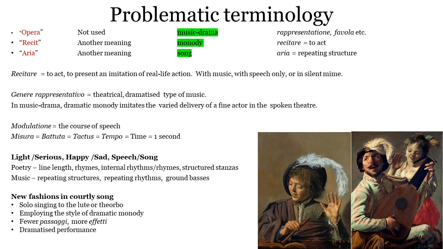Structures in the poetry, whether it's light or serious, whether it's happy or sad, whether it's speech or song, according to the poetry, but also poetical, technical elements, the line length, the rhymes, internal rhythms and rhymes, the structure of stanzas. All these things are repeated in the music, in the structures of the music. These are elements of aria which structure the music.